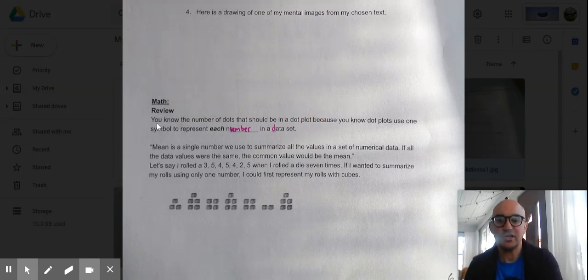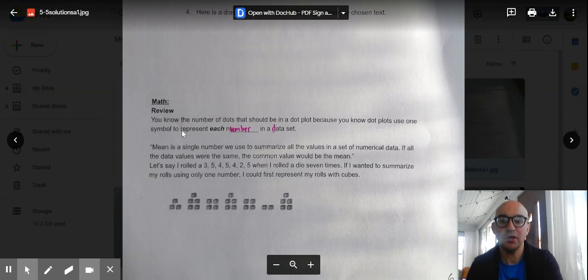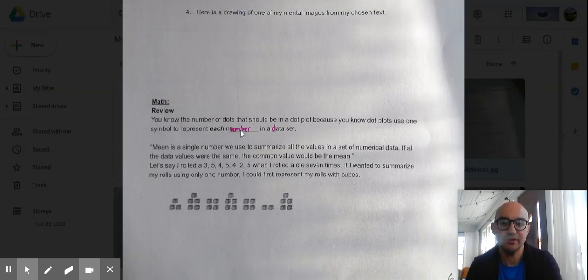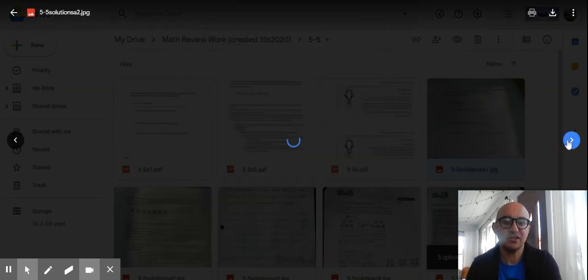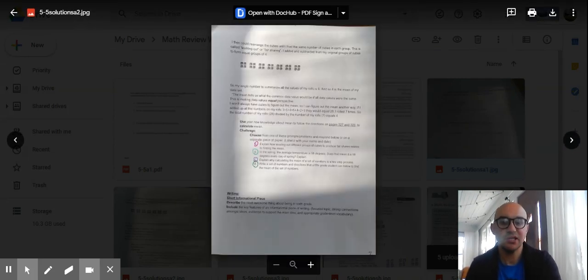So the first part of our job is to just read through our sentence and fill in the blank. I'll go ahead and read through. It says, you know the number of dots that should be in a dot plot because you know dot plots use one symbol to represent each number in a data set. We're just filling in the missing letters here, completing these words. That's a quick reminder that dot plots have a one-to-one correspondence to numbers. And the rest of the page is just some more instructions. So I'm going to take us to the next page where we have our challenge problems.